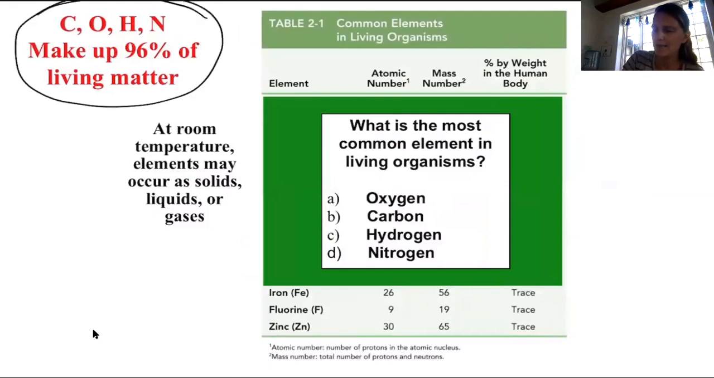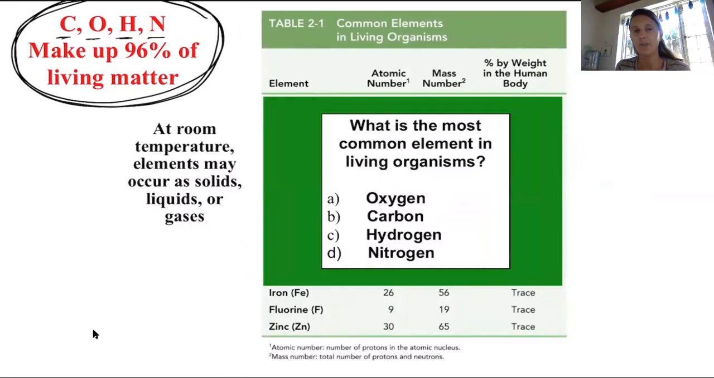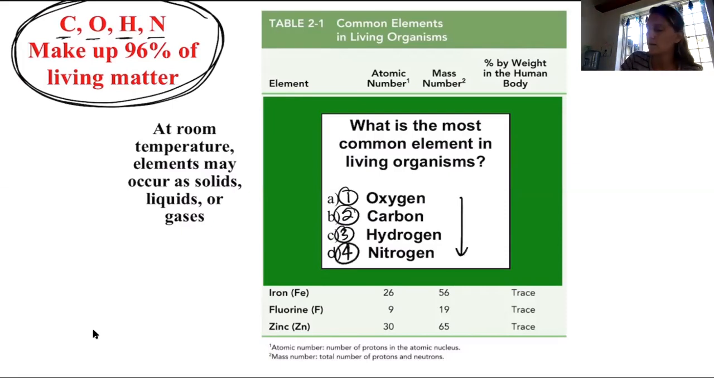96% of living matter is carbon, oxygen, hydrogen, and nitrogen. Of course, there are lots of other things like phosphorus and calcium and sodium that we know are important, but 96% are those four. So what do you think is the most common element in a living organism? It actually goes in this order: 1, 2, 3, and 4. Oxygen is the most abundant element in living organisms.